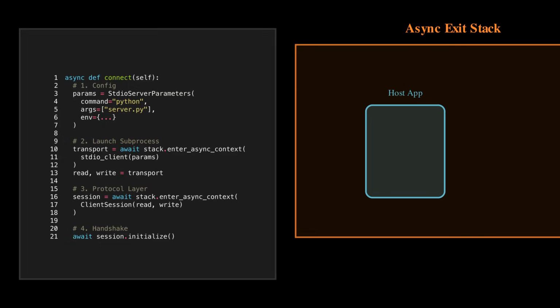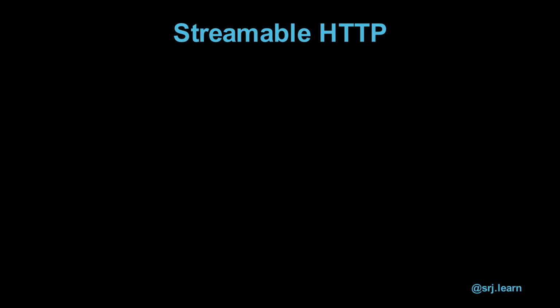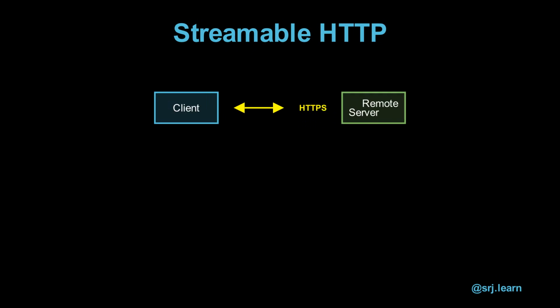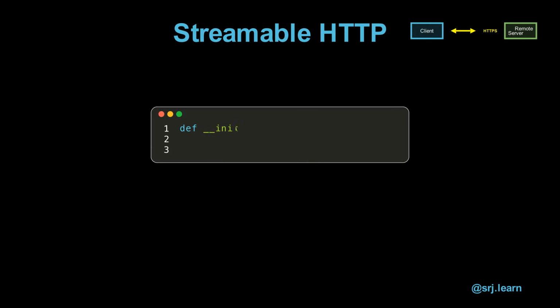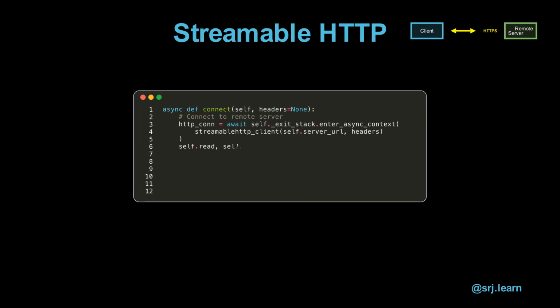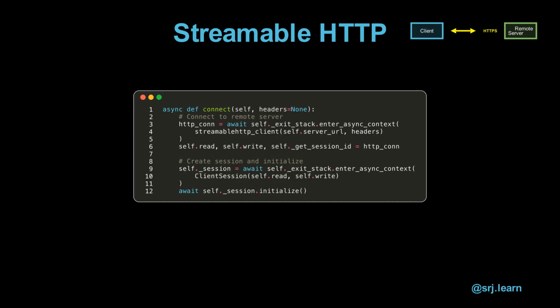When your server lives in the cloud, we switch to streamable HTTP. Unlike the direct pipe of Stdio, this transport handles the chaotic nature of the network. Under the hood, it uses a dual-channel approach. It opens a long-lived server-sent events (SSE) connection to receive updates, while sending commands back via standard HTTP POST requests. In the code, the pattern looks familiar, but with a key difference. Instead of stdio_client, we call streamable_client with the server's URL.